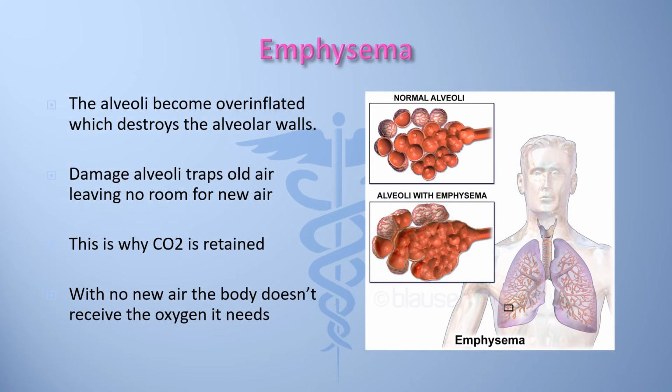Next, we're going to talk about emphysema. Emphysema affects the alveoli, not the bronchial tubes. The walls between the alveoli lose their elasticity. They become overinflated, which leads to retention of air in the lungs. This is why they retain the CO2. With no new air, the body doesn't receive the oxygen it needs.